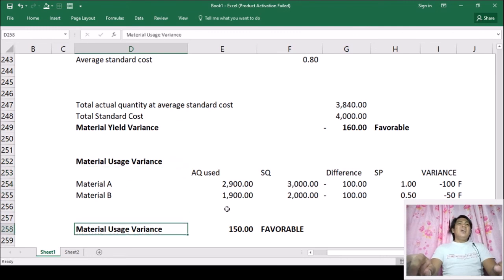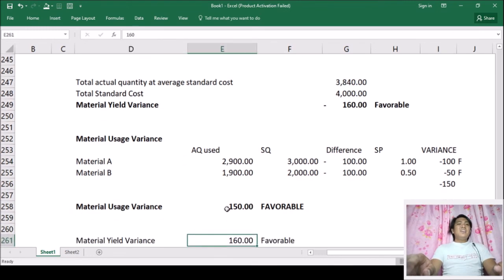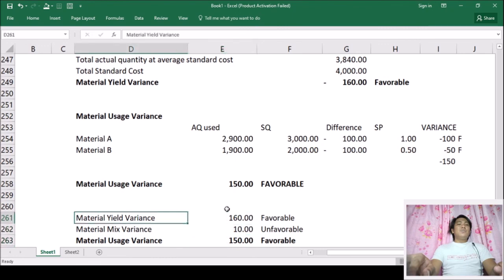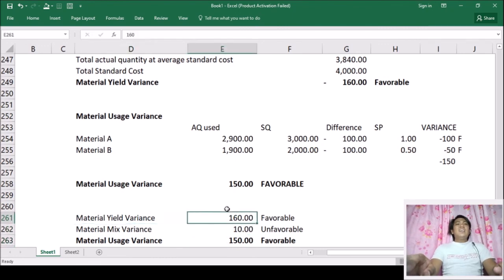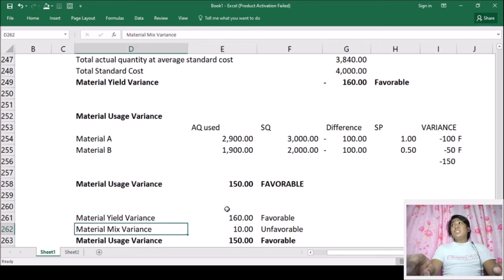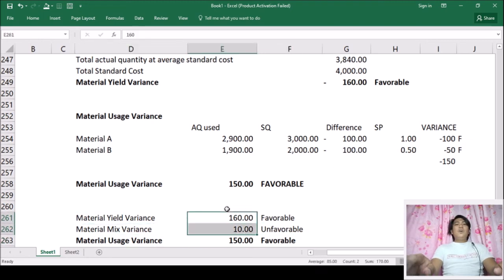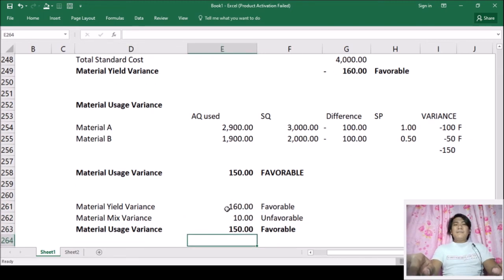Okay. Take note, the material usage variance is 150. Look, the material yield variance you have computed was 160, favorable. The material mix variance na na-compute mo was 10, na unfavorable. If you're going to combine that, that is the material usage variance. Sa labor, counterpart ng labor, this is the labor efficiency variance. Okay? So, yon. Ganun lang.